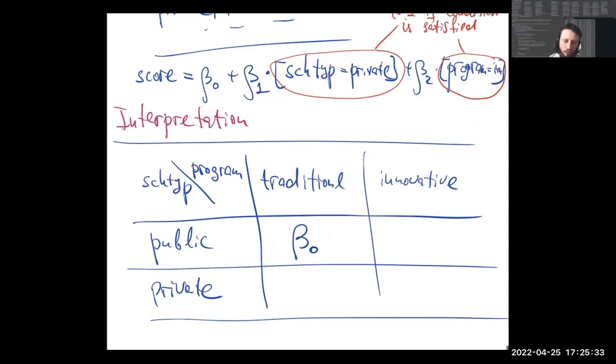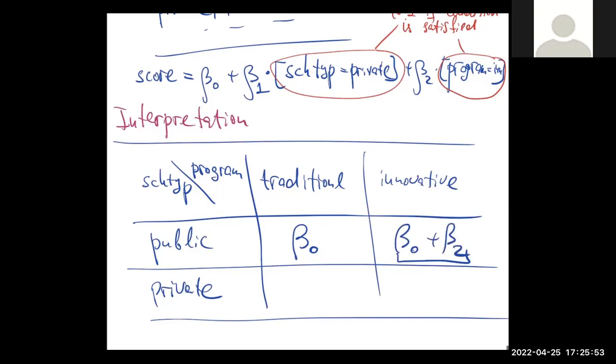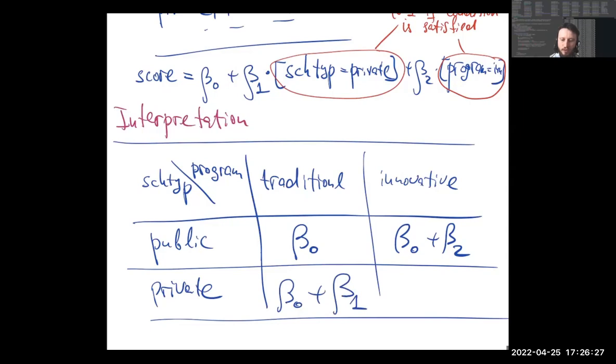Somebody else, please tell me what should I write here? Beta naught plus beta two. Mm-hmm. Beta naught plus beta two. Exactly, because in this case I have innovative program, and it means that this thing is one. So we have this sum. Okay, anybody else, please tell me what should I put here? Beta naught plus beta one. Mm-hmm, exactly. And the last cell.